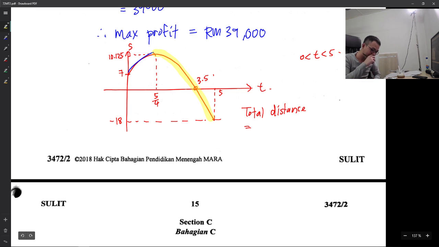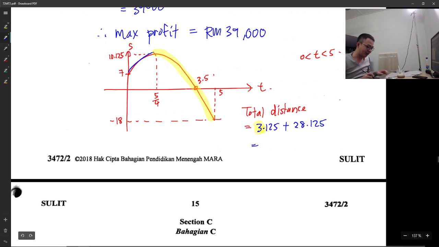So the first part is basically 10.125 minus 7, right? So it should be 3.125. Then from 10.125 to negative 18, it should be 28.125. You just add them together: 3.125 plus 28.125. So you should get 31.25. This one should be the total distance they travel.